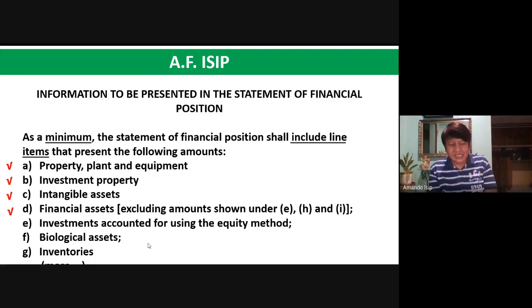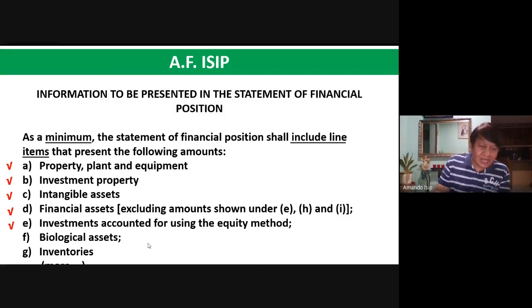For your information, these financial assets are already discussed in our Intermediate Accounting One. When we say financial assets, it is either we invested in the shares of stocks of another company, we may have invested in the corporate bonds of other corporations, or we may have invested in the government bonds issued by the Republic of the Philippines. So those are financial assets which would be shown in our statement of financial position. It occupies one line item in the balance sheet or statement of financial position.